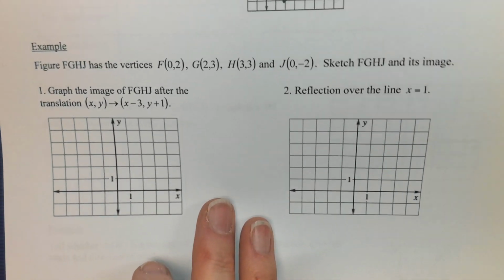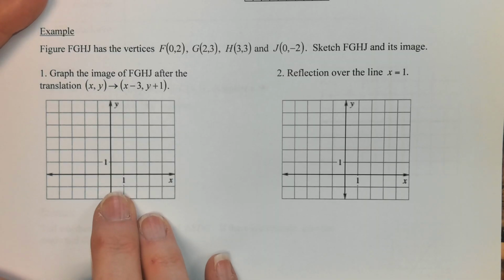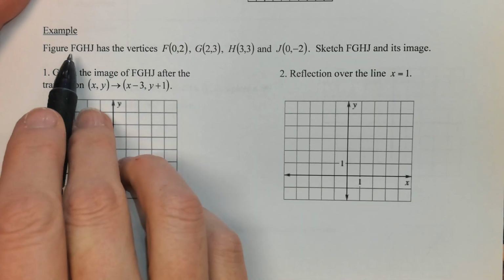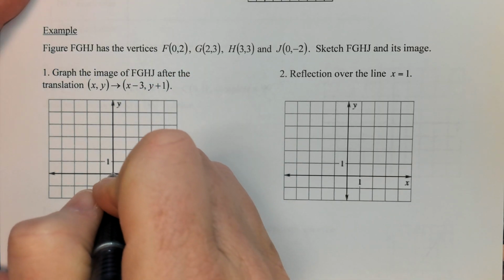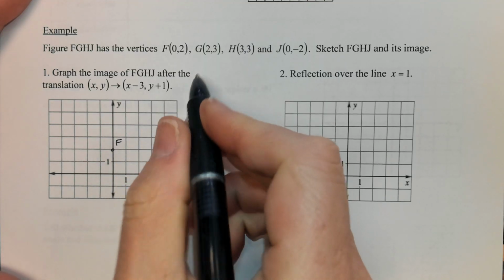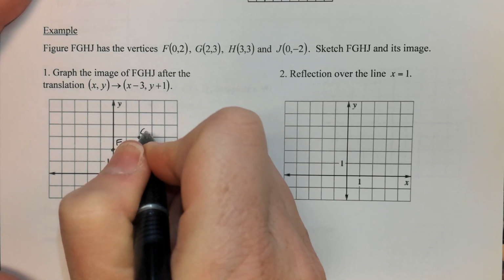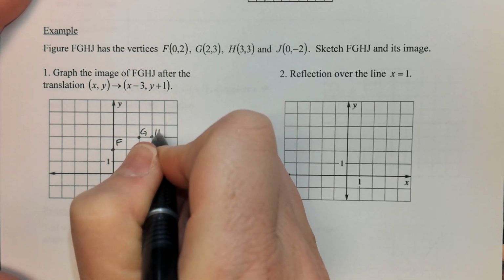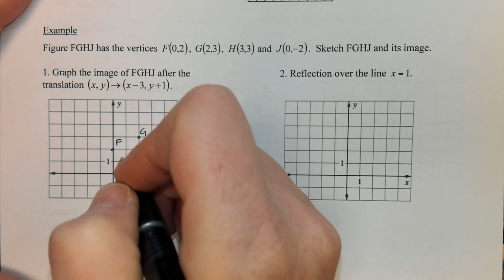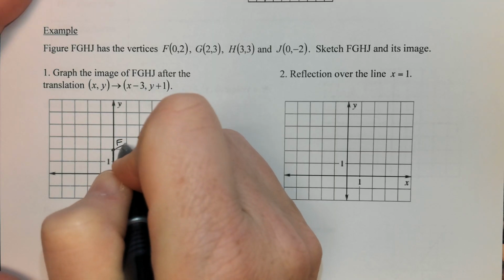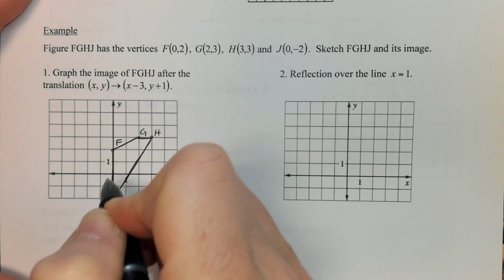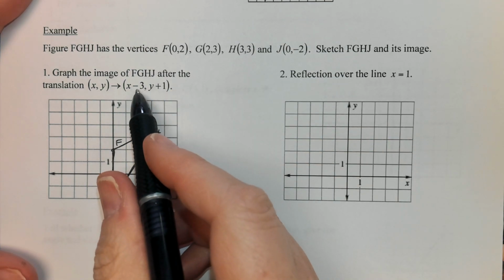We're going to do a couple of pictures here. One where we're going to do a translation, sorry, and then we're going to flip it over the x-axis. So we're going to graph this guy first. So I've got 0, 2. That's my F. I'll put it over here. G is at 2, 3. H is at 3, 3. And J is at 0, negative 2. So J is way down here. So I'm going to graph that. Tough to see that vertical line because it's right on top of the axis. This one right here. And then we're just going to move it left 3 up 1.